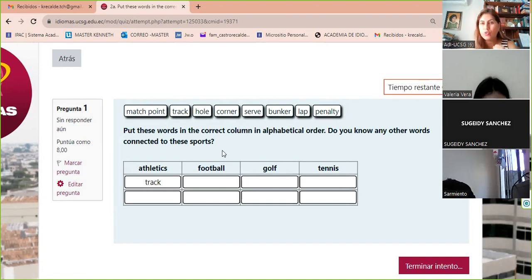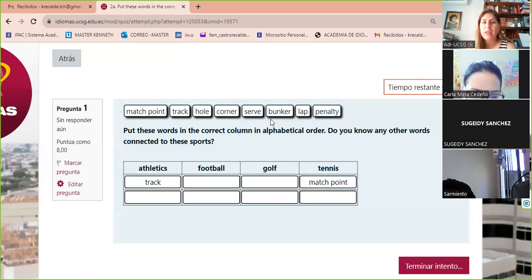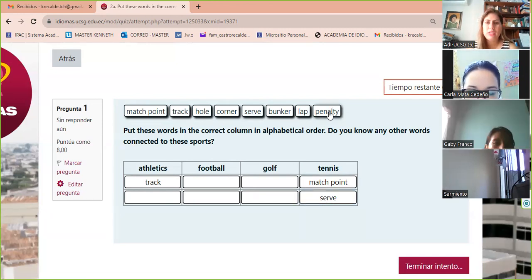You need a track in order to run. Match point is tennis. Okay, thank you, Carlita. And serve is tennis too. Okay, good. Okay, we have penalty. A penalty we have in football, I think, right? I think it's in football, and penalty is in football too.